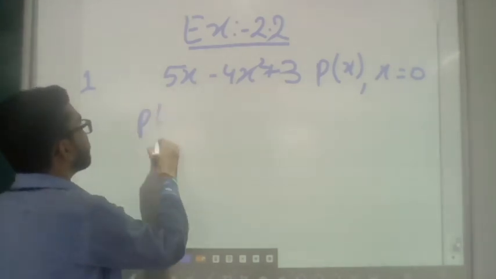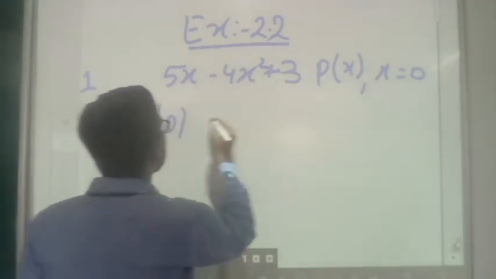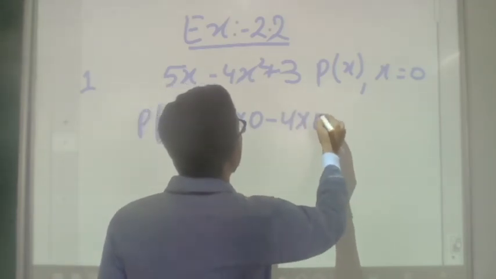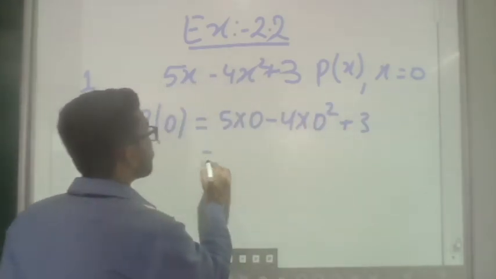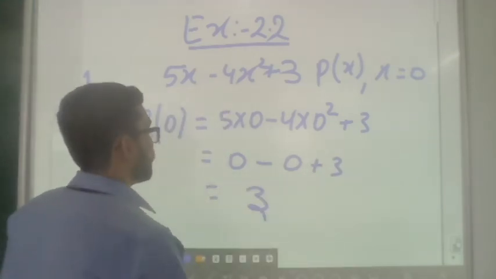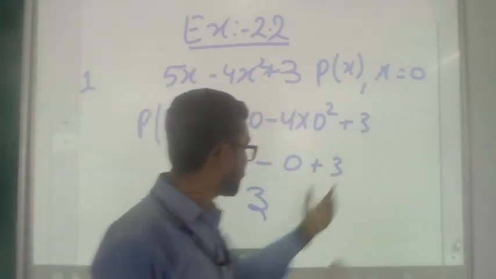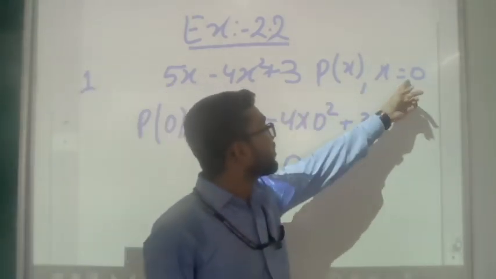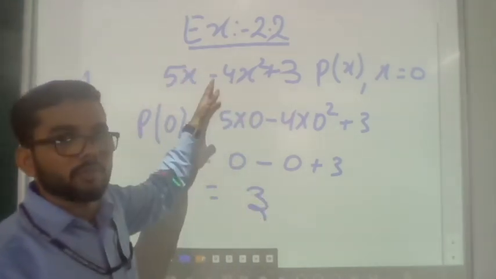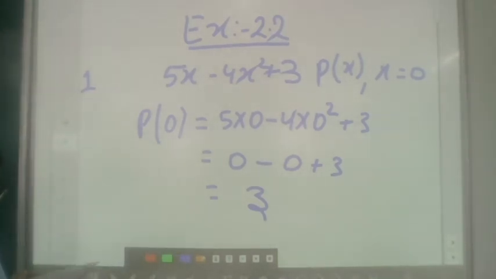So p(0), this is a polynomial in x, so we put x is equal to 0 and we get 5 into 0 minus 4 into 0 square plus 3. So 5 into 0 is 0, minus 4 into 0 is 0, plus 3, so 3. What will be the value of this polynomial at x is equal to 0? 3. So 3 is the value of this polynomial. Okay, in this way you will have to solve all the questions.